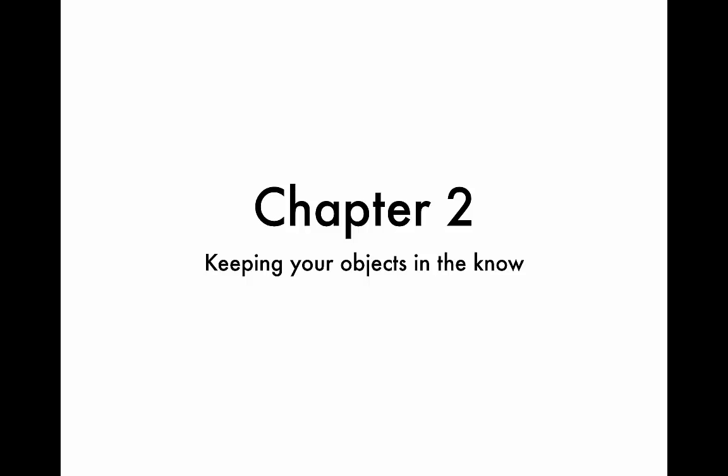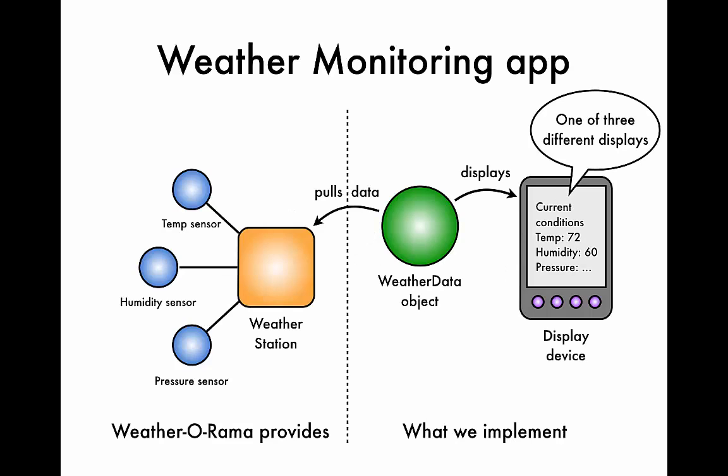In this video, we'll be looking at Chapter 2 of Head-First Design Patterns, subtitled Keeping Your Objects in the Know. As with most chapters in this book, we start out with an application that we would like to build. In this case, we want to create a weather monitoring application for a company called Weather-O-Rama.